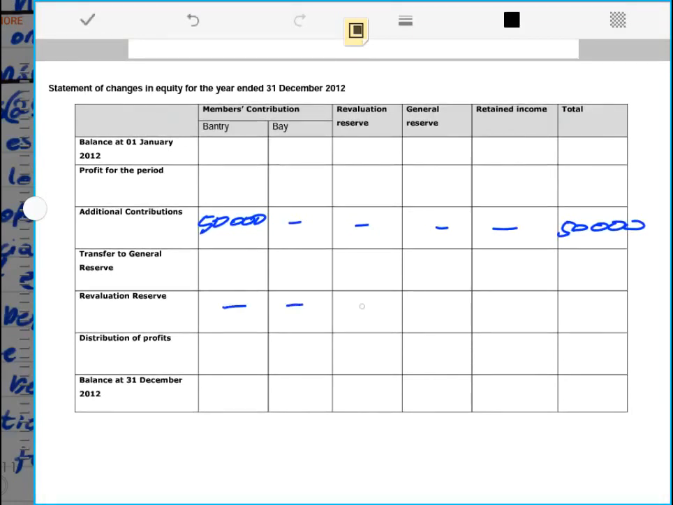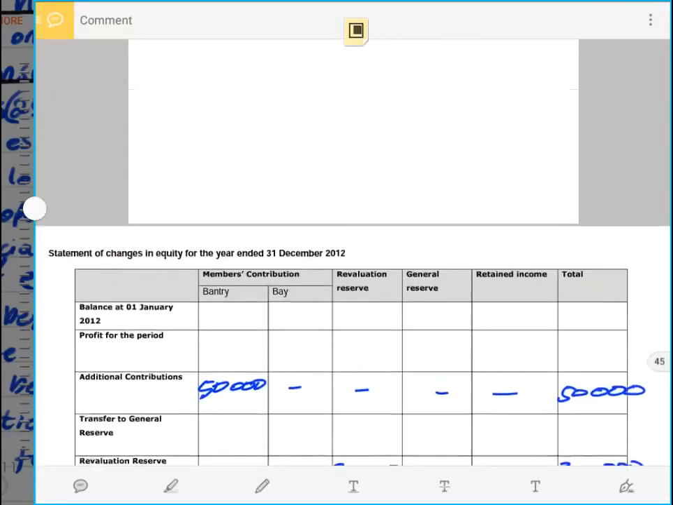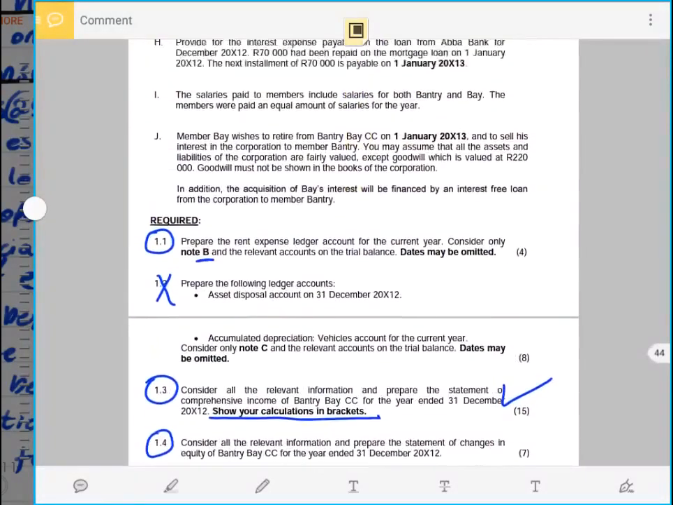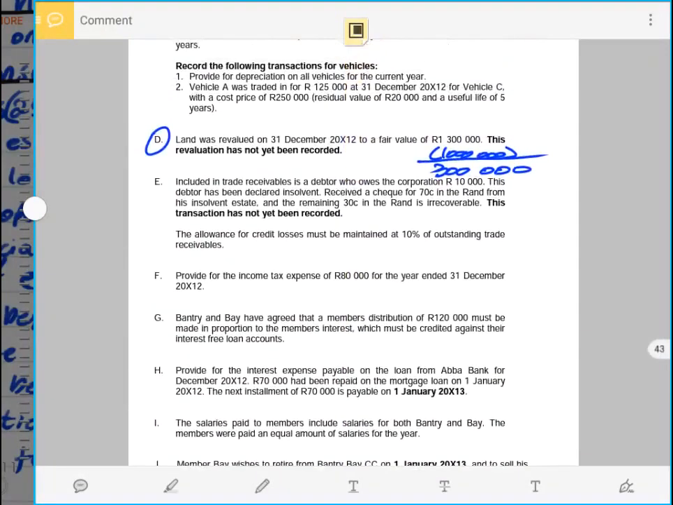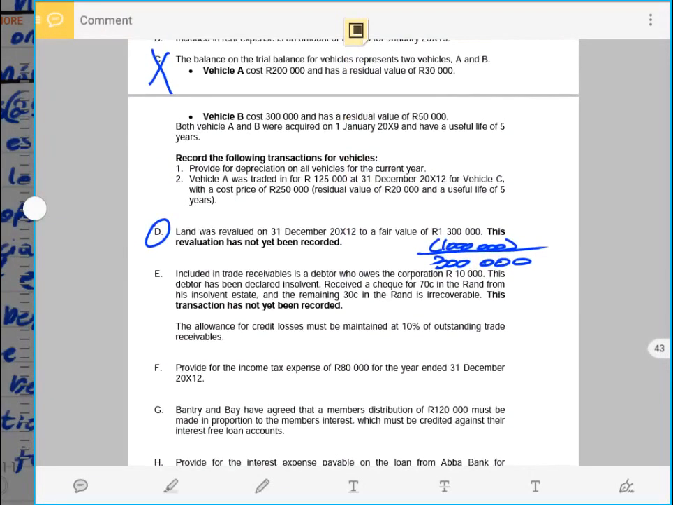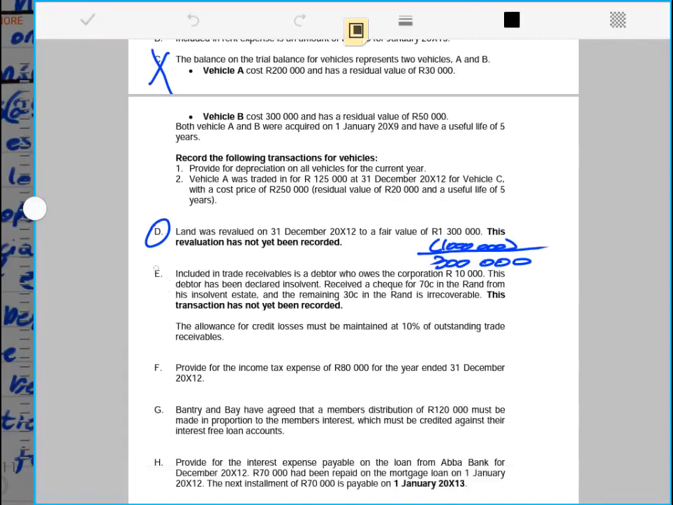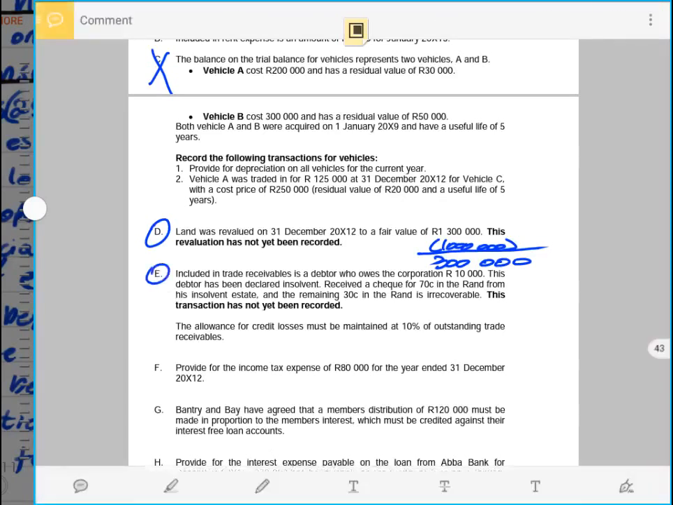So now we record the revaluation of 300,000 rands in the statement of changes in equity for the closed corporation. We only record 300,000 rands under the revaluation and under the total column. So now we have recorded that. Then we go to adjustment number E, and adjustment number E is normally the same if you have seen the previous question papers that I've been doing.